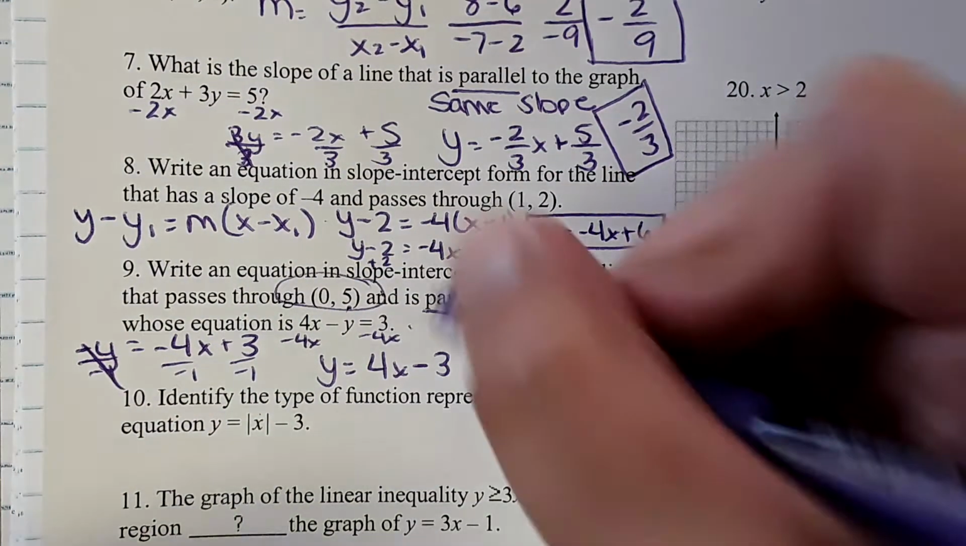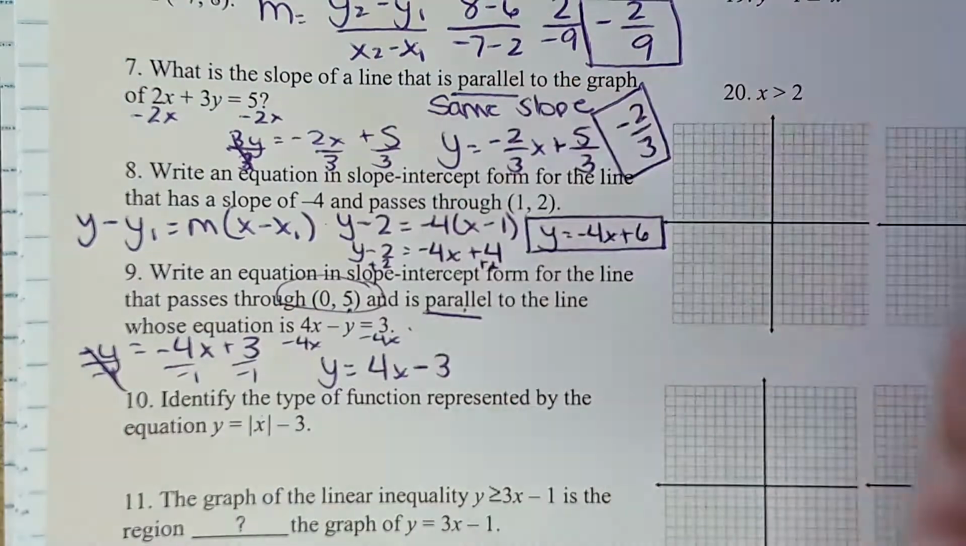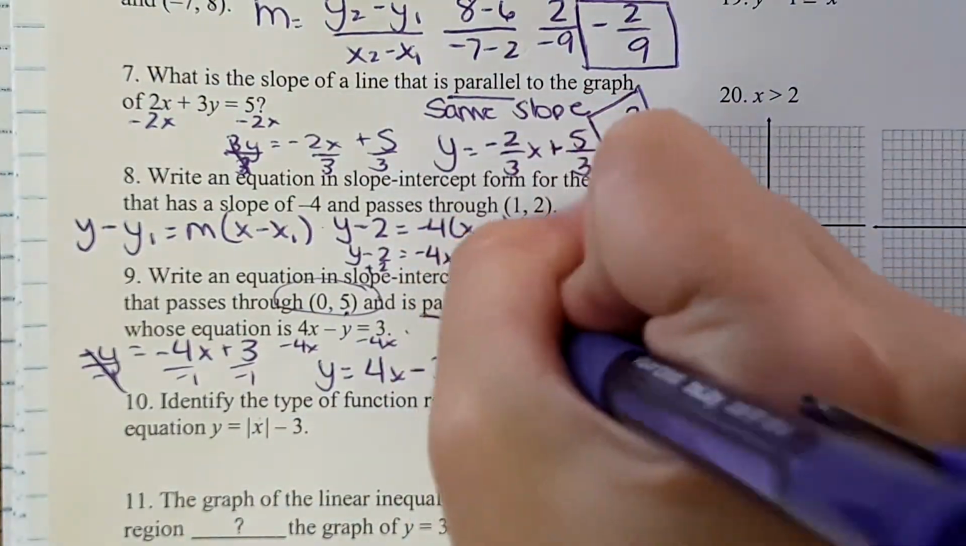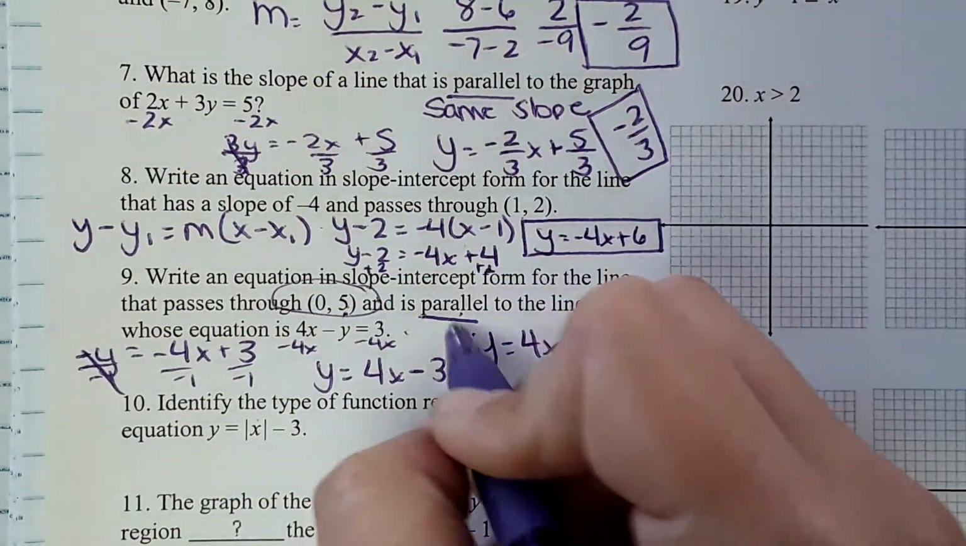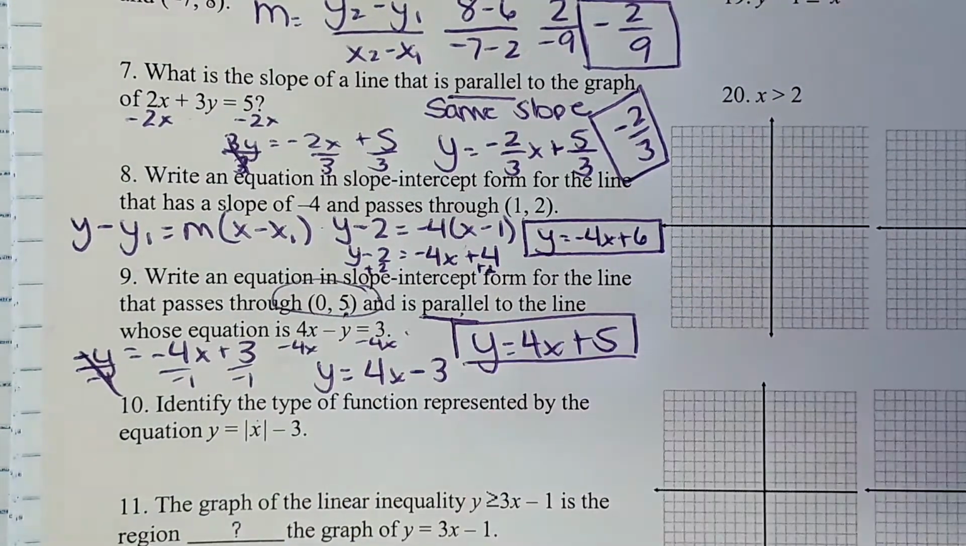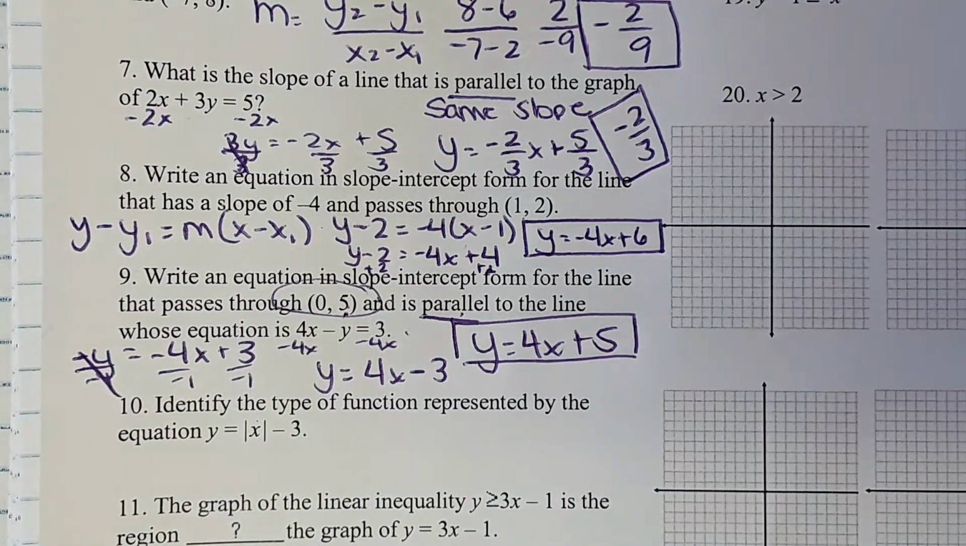Okay, so a line parallel to this with a y-intercept of 5 would be y equals 4x plus 5. Done. Does it have to be specifically 5, or can it just be any number? Yeah, it has to be specifically 5, because it passes through (0, 5). That's where the 5 comes from, gotcha.